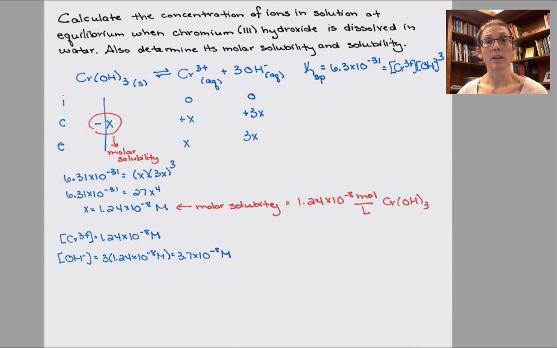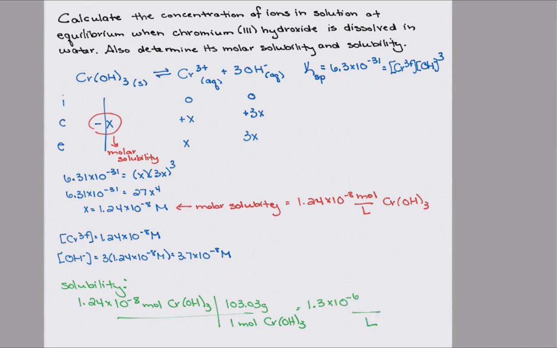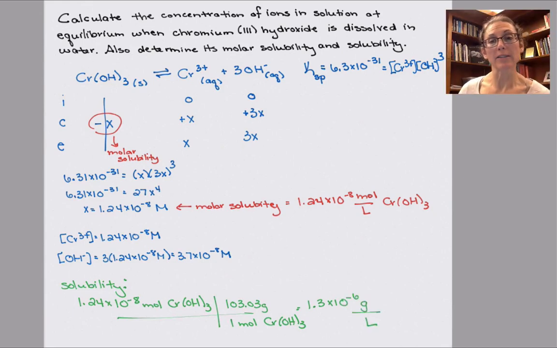Solubility itself, when it doesn't say molar solubility but just solubility, that's how many grams per liter dissolve. Well, I know how many moles per liter. I can pretty easily figure out how many grams per liter just using the molar mass of our chromium hydroxide. So let's do that. So we can use the molar mass of the chromium(III) hydroxide to determine how many grams per liter that would correspond to.